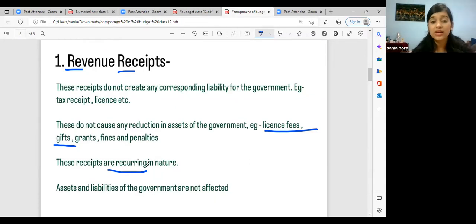So these receipts are recurring in nature. Recurring is basically repeating. For example, I paid tax for this month. Next month also I have to pay tax, right? For the month after that I also have to pay tax. So basically these receipts are recurring in nature, they repeat. And the assets and liabilities of the government are not affected. For revenue receipts, assets and liabilities are not affected.